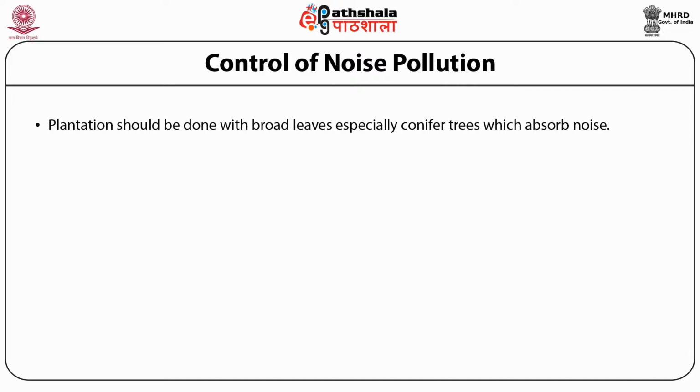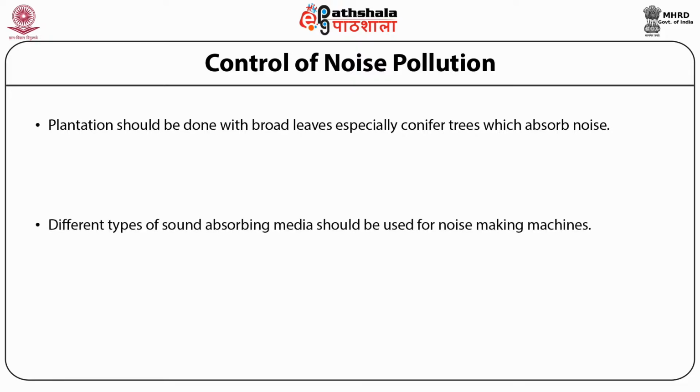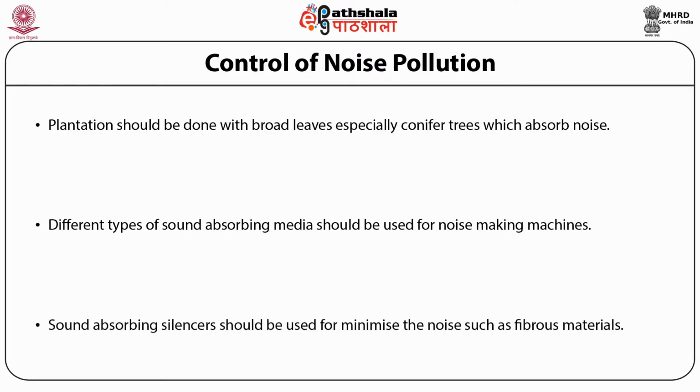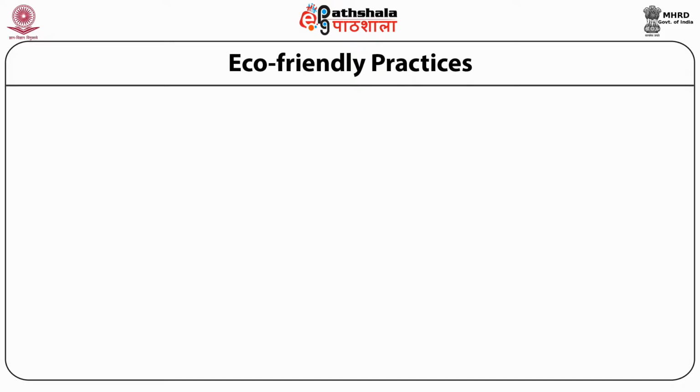Plant trees around your home, around your buildings. We can also use sound absorbing media. Even if you put curtains and carpet in your home, the sound is absorbed. But we can also use silencers. All automobiles you would have seen are fitted with silencers. But on the contrary, you would also have heard youngsters removing the silencers and moving around, which can cause noise pollution.